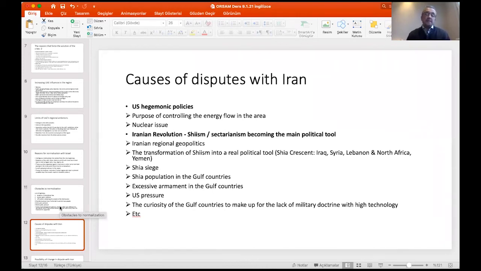They said that they cannot save Saudi Arabia or the other Gulf countries from Iranian assaults or Iranian offensive unless they buy sophisticated high technological armaments from the United States. And then the Gulf countries try to make up for the lack of military doctrine with high technology. But without an improved military doctrine, you cannot establish a powerful army.